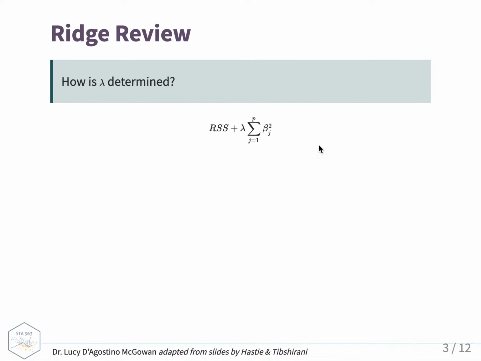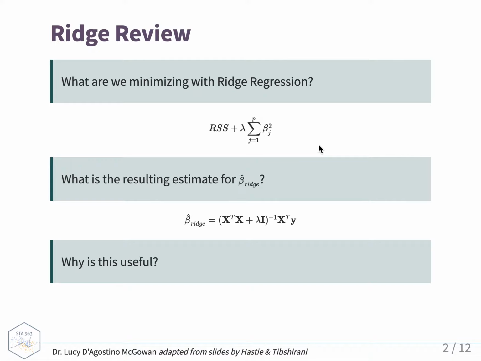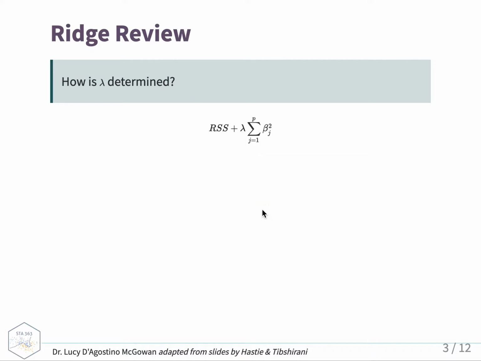So why is this useful? This is useful because, as we mentioned, sometimes it's impossible to invert X transpose X, and having this additional penalty makes that inverse possible. It also helps when the x's are highly correlated. In cases where the x's are highly correlated, you're going to end up with large variance, and that's not always ideal. So this is a shrinkage method that can help with that variance problem when you have highly correlated variables. Okay, so how is this lambda or this penalty term determined?